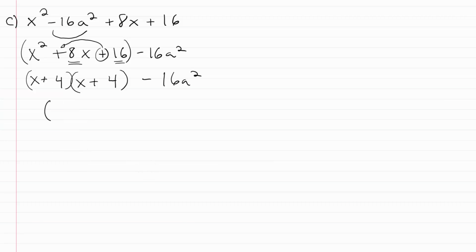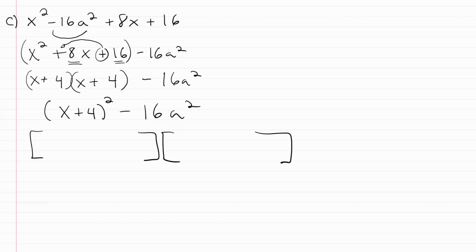I can then put that together, right? Summarize it as x plus 4 quantity squared minus 16a squared. And now you may not see this, but you should recognize perhaps that this is a difference, right? And this is something squared, and this is something squared. That means we can break it up, and this is going to be a little complicated looking, but let's do it. We'll break it up into 2 pieces, basically, right?